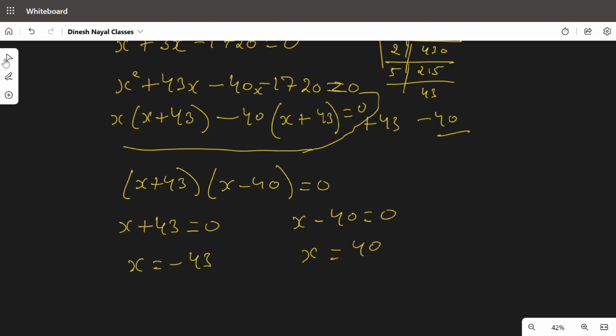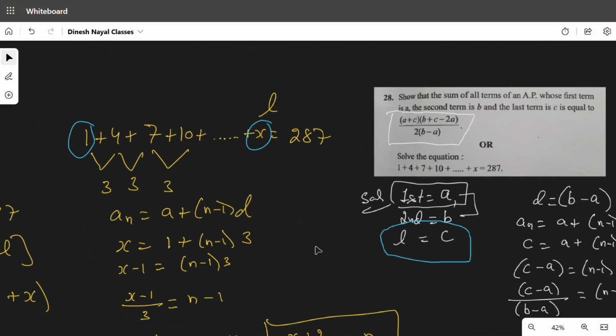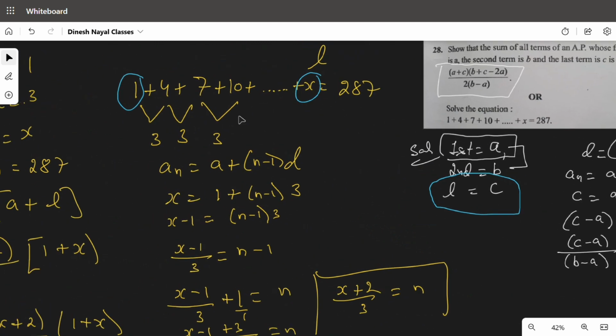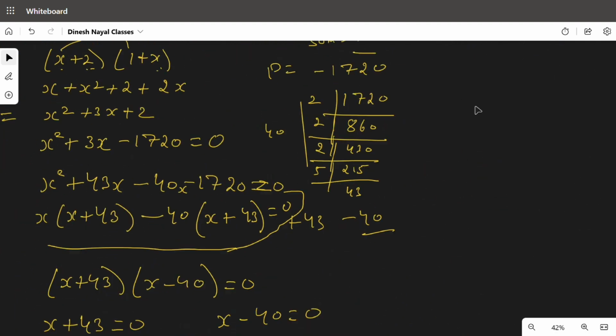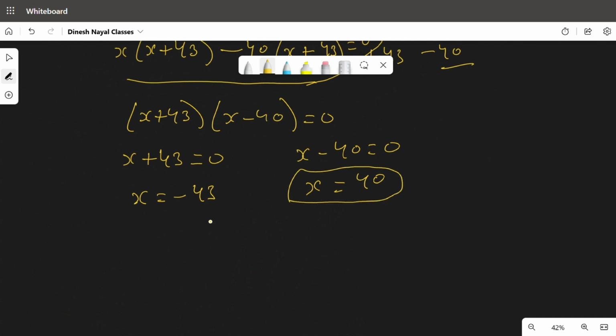Now, which value do we have to take? We have to decide that. If you look at the solution, they all are positive: 1 plus 4 plus 7 plus 10, and since this is an AP in which each term is increasing by 3, it's obvious that x should be positive. So neglecting the negative value, the answer is 40, because we are neglecting this value.